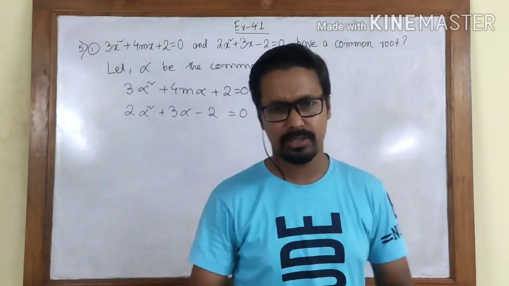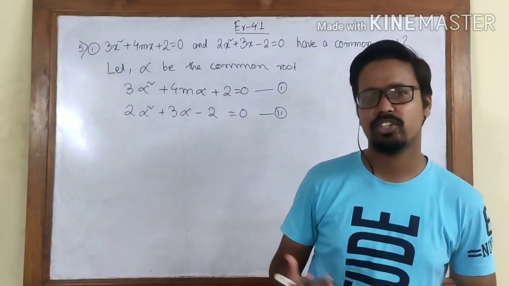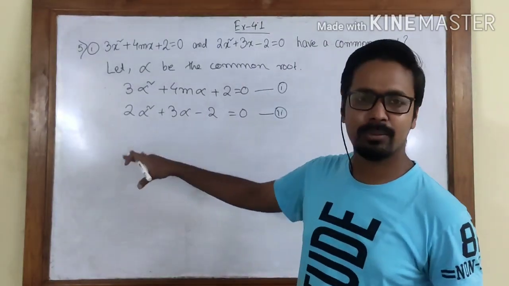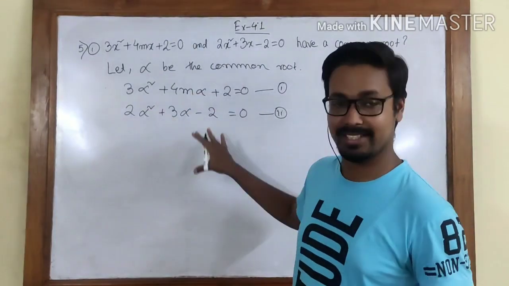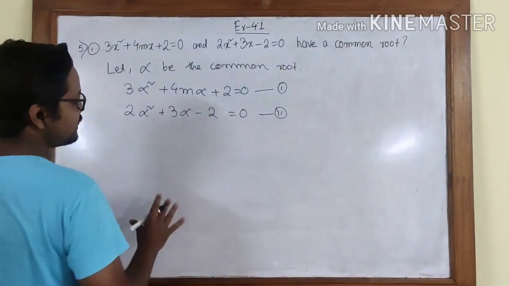So now by doing cross multiplication, I can find it. Cross multiplication is one of the methods. You can apply any other method like substitution or elimination, but I think cross multiplication will be easier in this case. So by applying cross multiplication, let's see what we get.